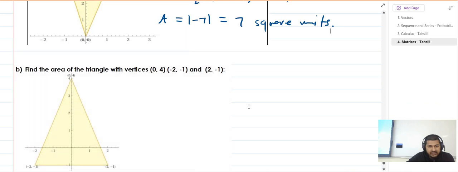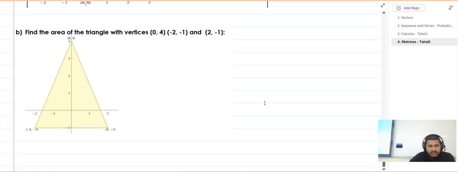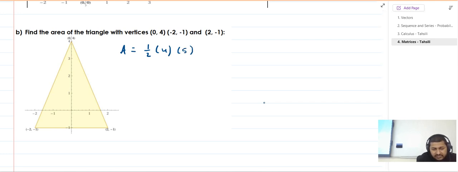Now next one, find the area of the triangle. Last question, find the area of the triangle with vertices. These are the vertices. Now to find the area of this triangle is quite simple because it's like a straight, horizontal triangle. So from -2 to 2, you can use geometry to solve. So area is equal to half. What's the base? Base is from -2 to 2 is 4. And what's the height? Height is from -1 to 4, which is 5. 5 times 4 is 20. Half of 20 is 10 square units.